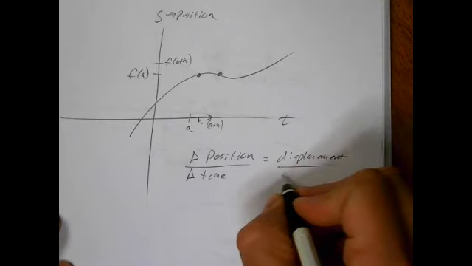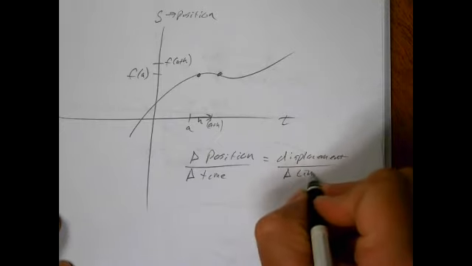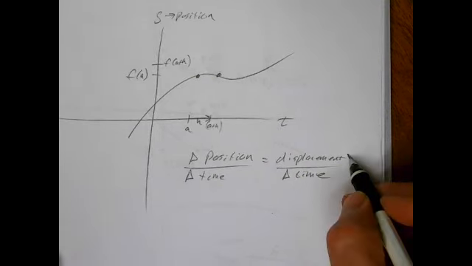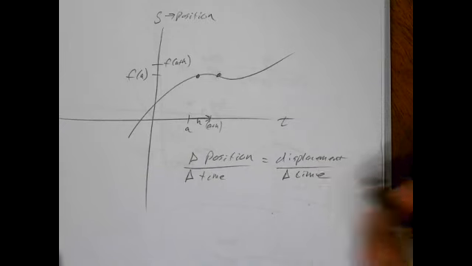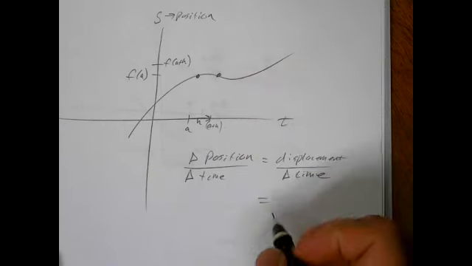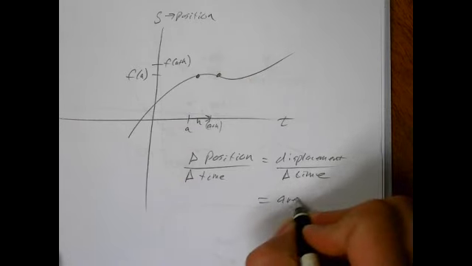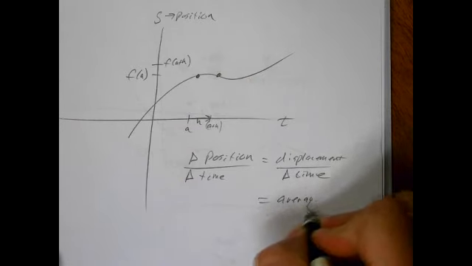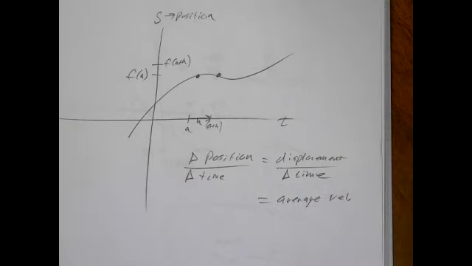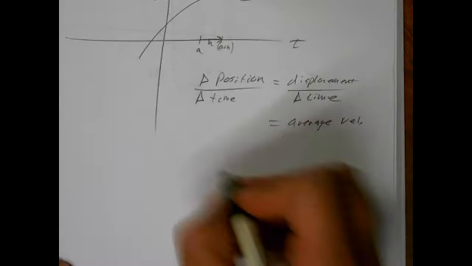Over change in time. In other words, what we're looking at is how much you've moved over a certain period of time. And if you're doing that for 2 points, then what you're looking at is your average velocity, right?